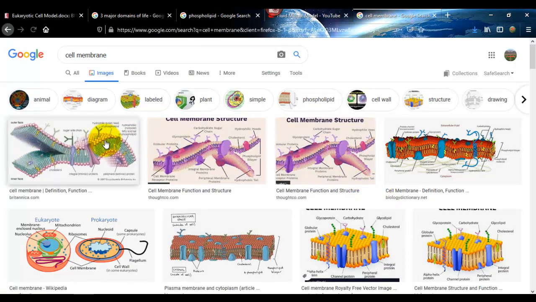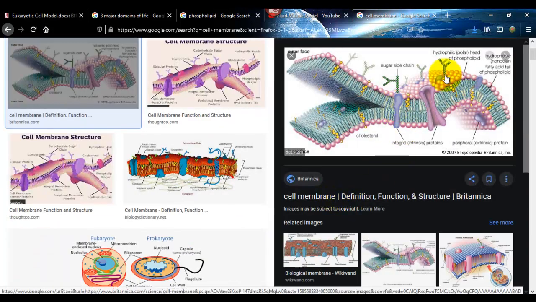If you blow up, that's a pretty good one. See that? If you blow a cell membrane up, here are the two layers of phospholipids. The polar heads, which are hydrophilic, and then here are the nonpolar fatty acid tails, which are hydrophobic. Hydrophilic means water-loving. Hydrophobic means water-hating.